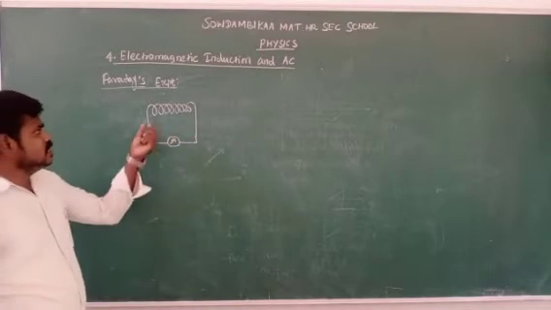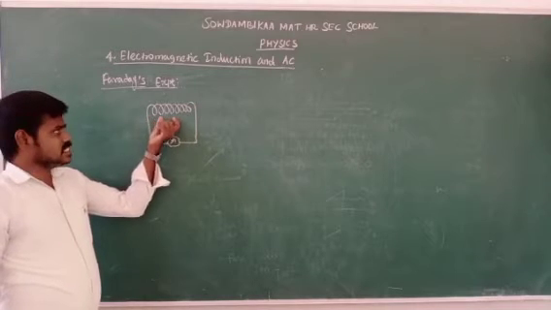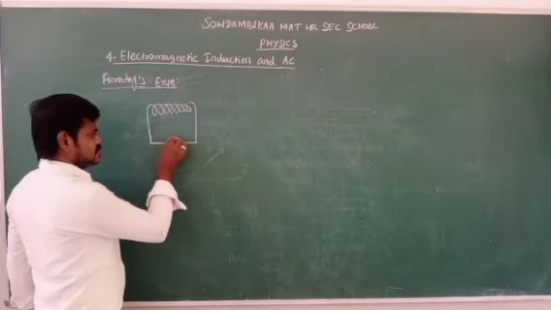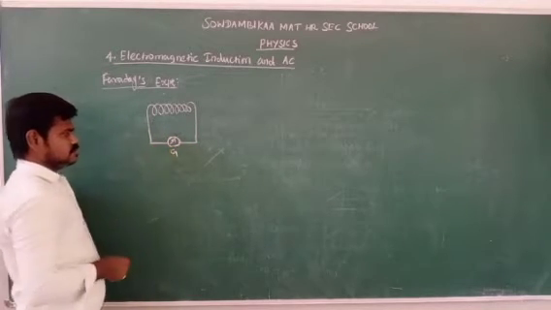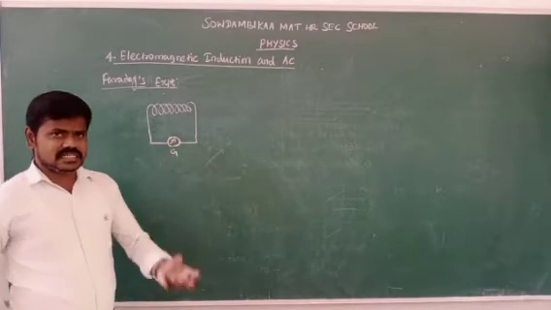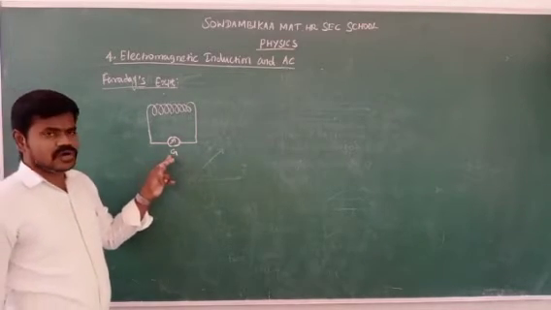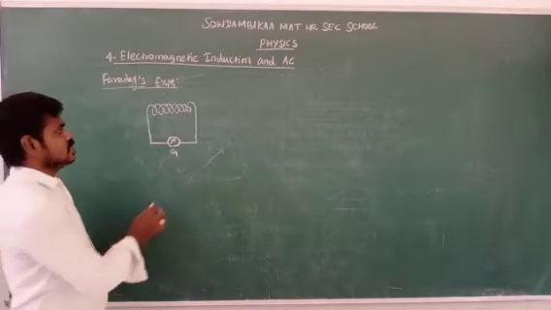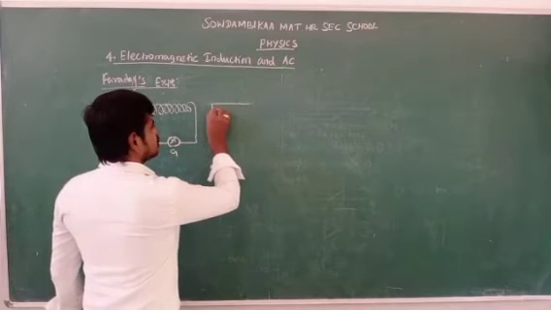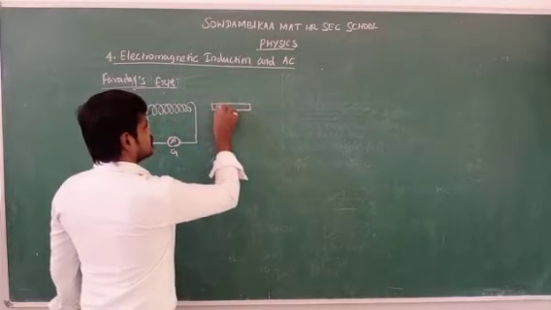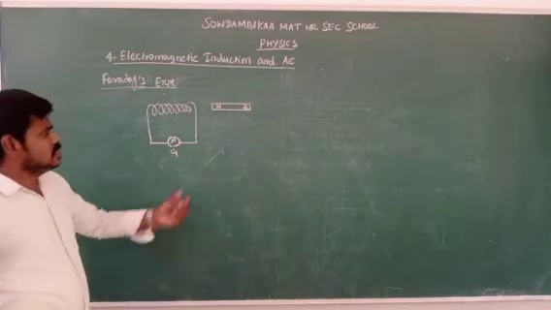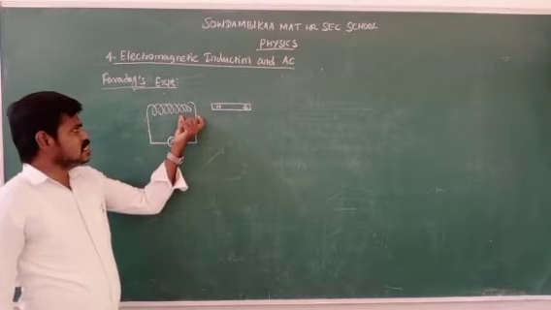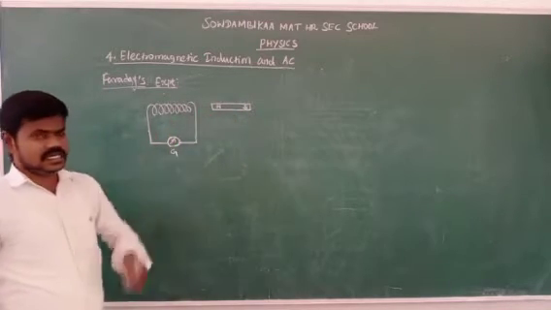Let us consider n number of turns of insulated copper wire. The two ends of the copper wire are connected with a sensitive galvanometer. We know that the galvanometer is a device used to detect the flow of current in the circuit. A bar magnet NS remains at rest near the coil.